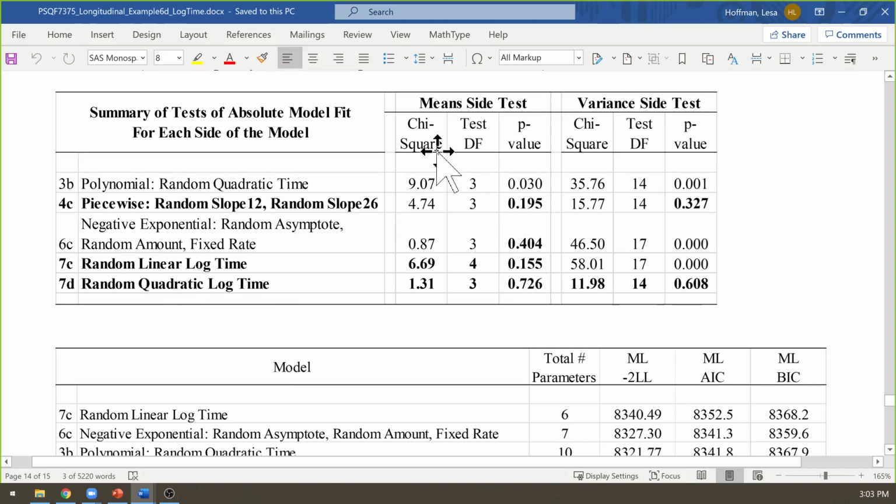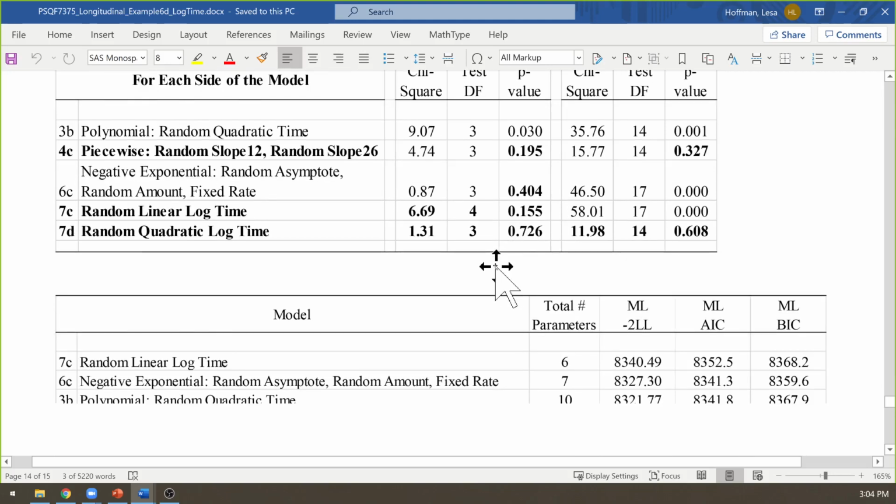So I have the summary of all of the different comparisons that I did to test model fit for each of these candidates. On the mean side, I tested the fit against the saturated means by adding in the dummy codes. And so to put these on the same scale, I took the F and converted it into a chi-square by multiplying by the degrees of freedom. The variance side, these came from likelihood ratio tests against the unstructured model.